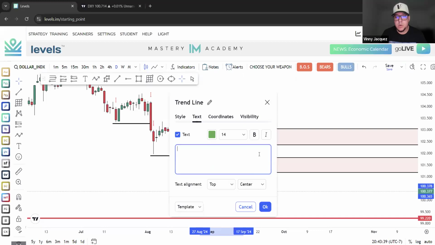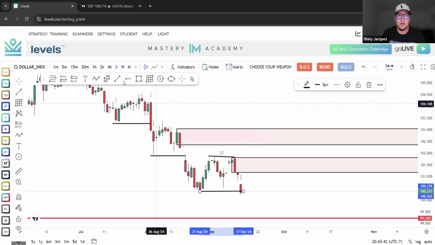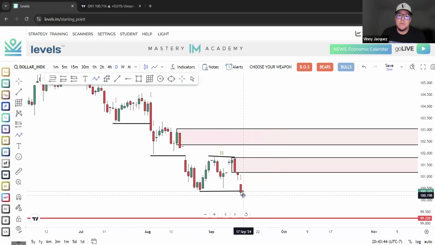So now we have to wait for another confirmation, which it just gave to us now. Boom, we have a break of structure, which gives us another sell opportunity. So now we would be looking to see if we can get a reaction off of this one and send it back down.